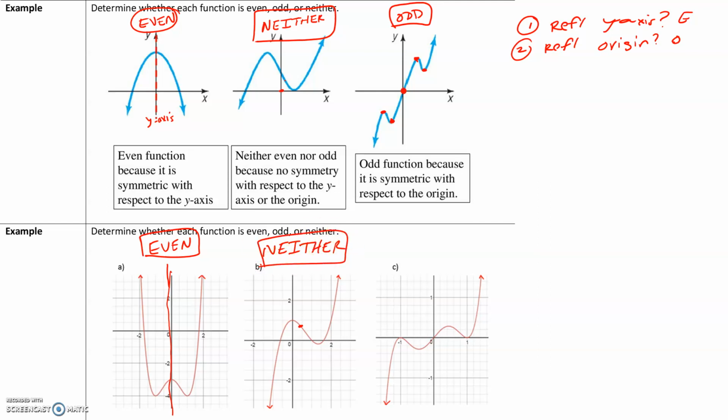Okay, let's check the last one. First off, do we have a reflection about the y-axis? So is there a mirror image on the other side? No. Let's check to see if there's a reflection about the origin. So this point, is it reflected about the origin? So the same point, does it happen on the other side of the origin? It does. Let's take another point, like this one here. Is it reflected about the origin? So take this about the origin, and yeah, it is. So that makes this an odd function.